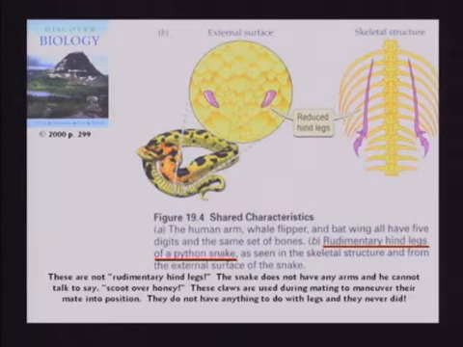Those are not hind legs. Those little claws are used during mating. Snakes don't have any arms, you know. And they can't talk and say, scoot over, honey, okay? It's got nothing to do with walking on land, okay? This has to do with getting baby snakes. Now, these guys ought to quit lying to the kids.